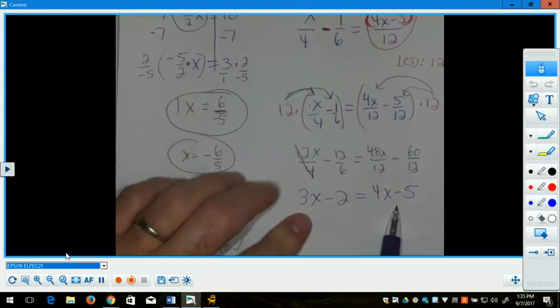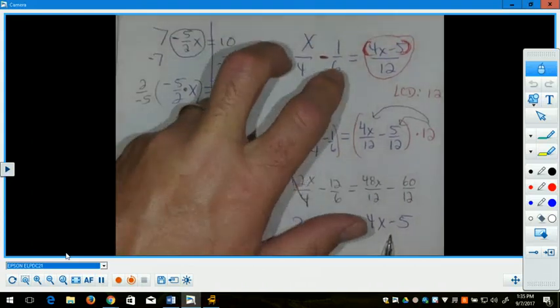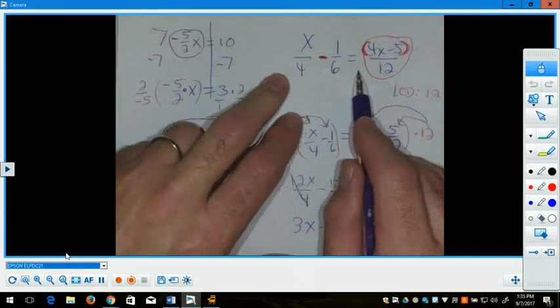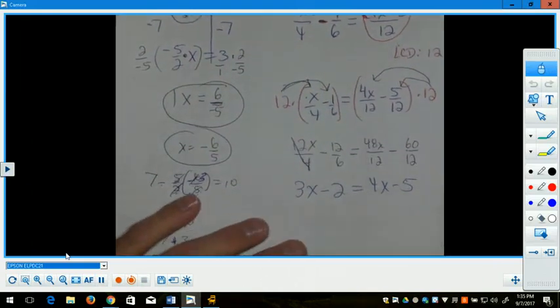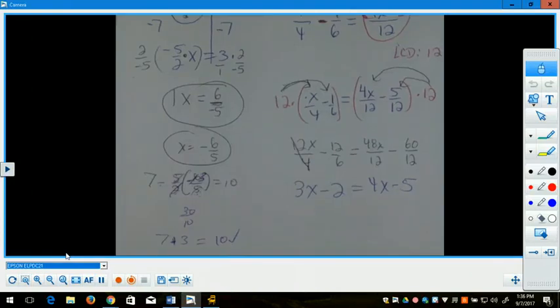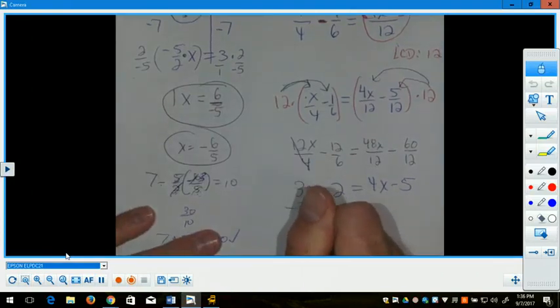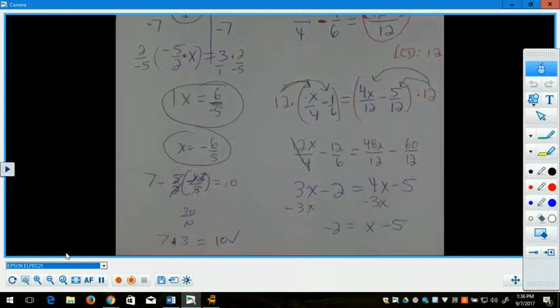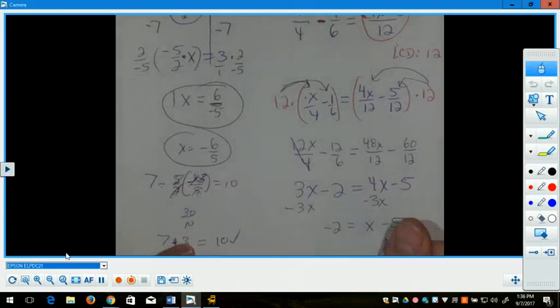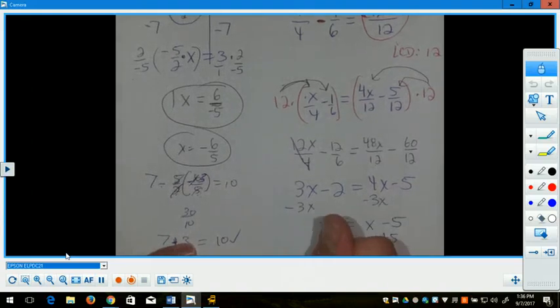These expressions are equal, just as these expressions were equal. So we're still going to be able to find the answer for x. Now I'm going to move my variable to one side by subtracting 3x from both sides. This leaves me with negative 2 equals 1x minus 5. To get x by itself, I'm going to add 5 to both sides. This gives me x equals 3.